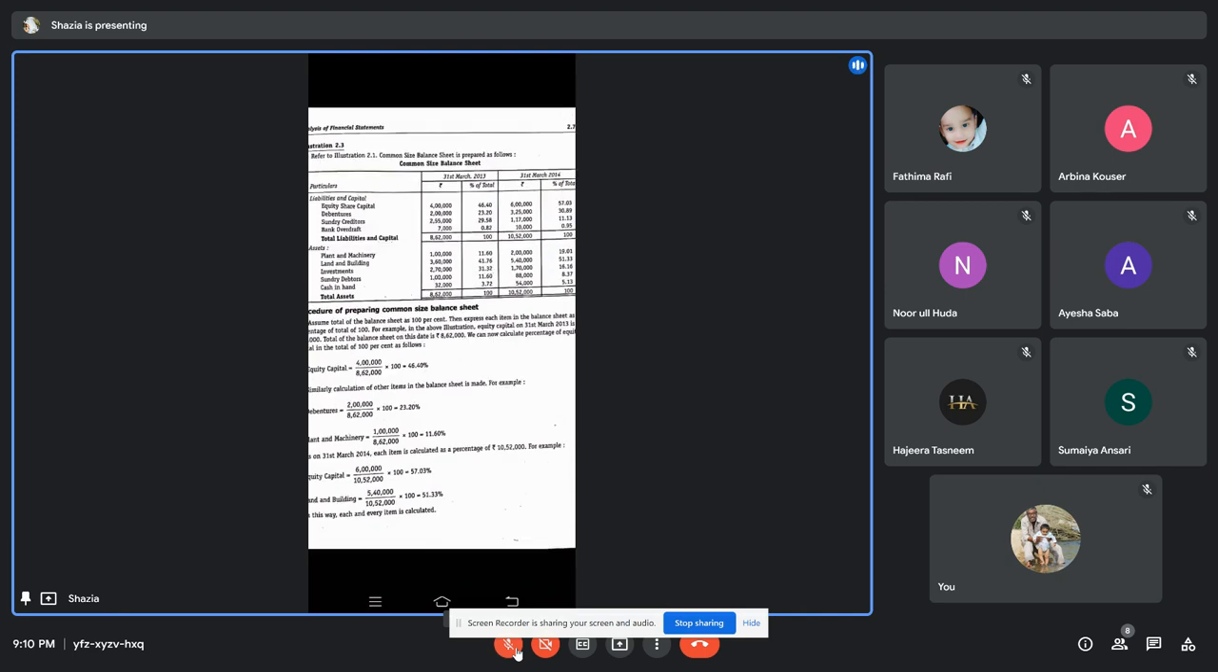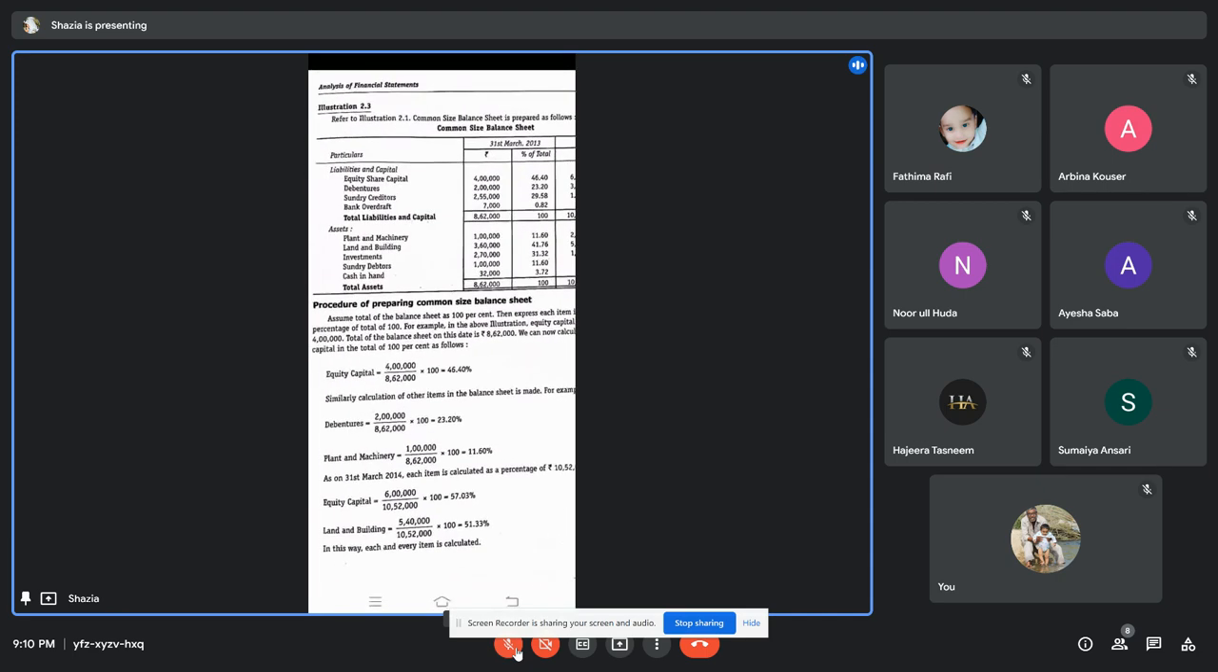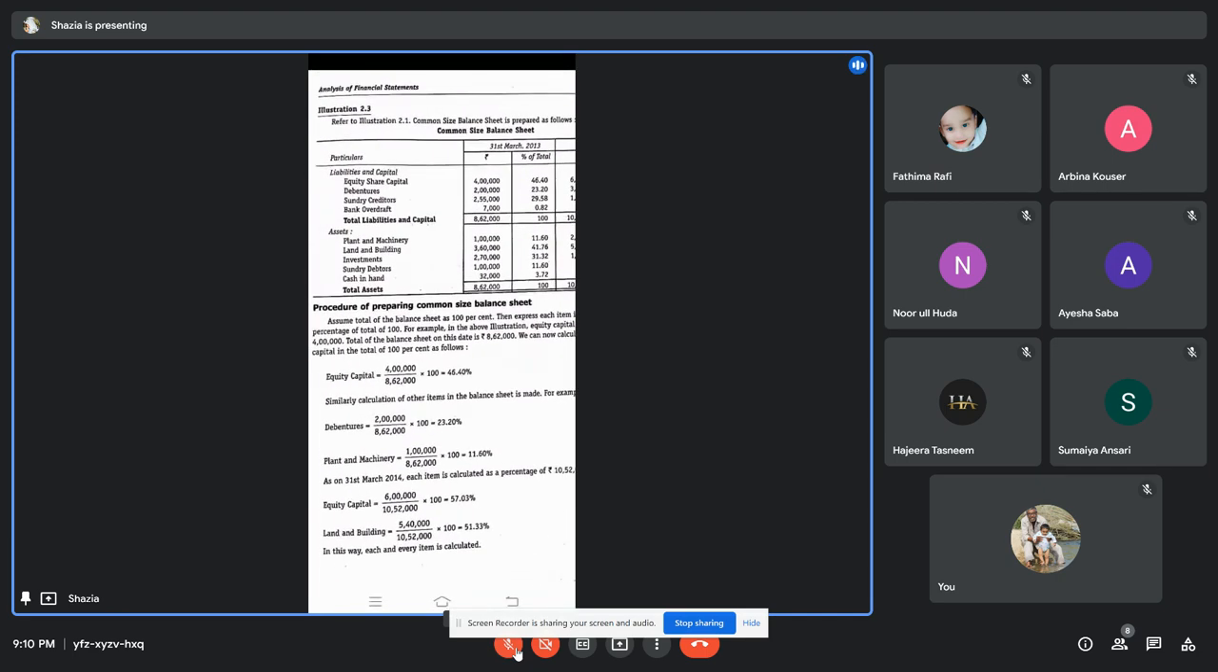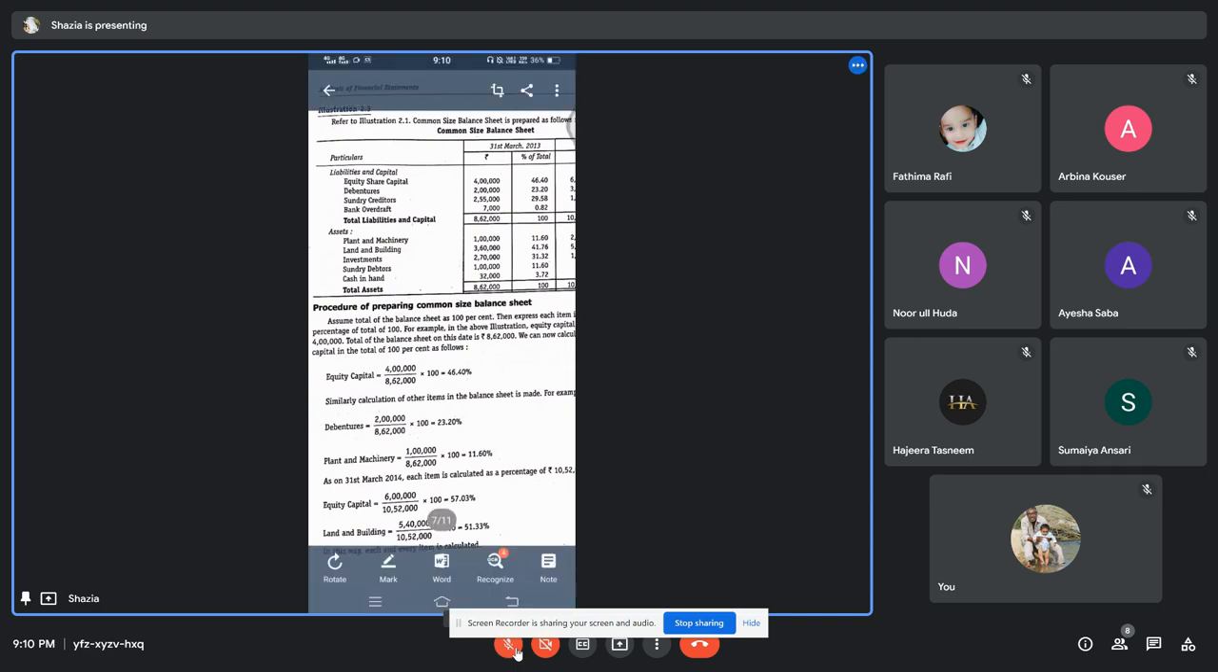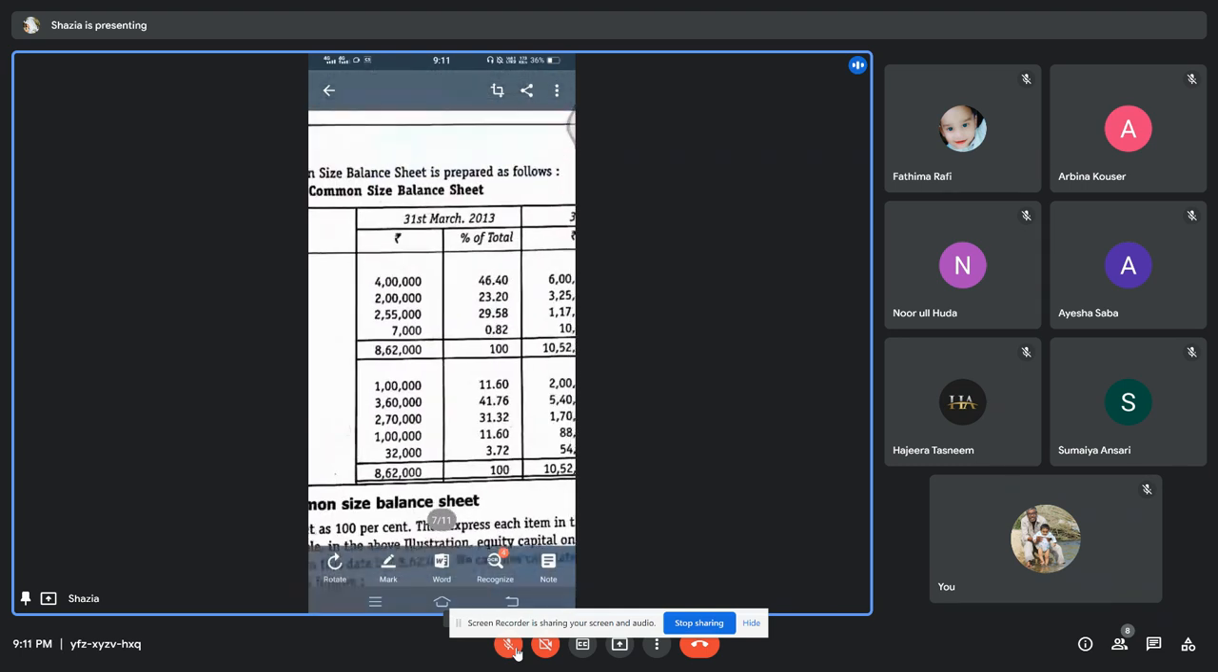So see, they have done the example here. Equity capital. Now, what was the amount of equity capital here? 4 lakh was the equity capital. Now, how do you get this 46? Now, the actual here, they have got 46.4%. Common means we should get the answer only one time, not comparative. We should not compare this.